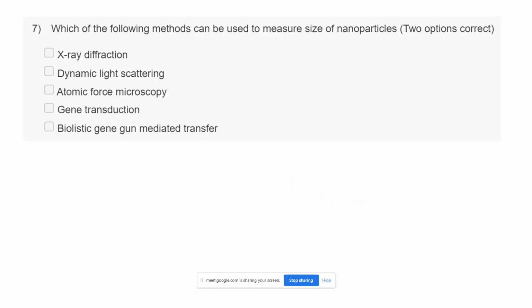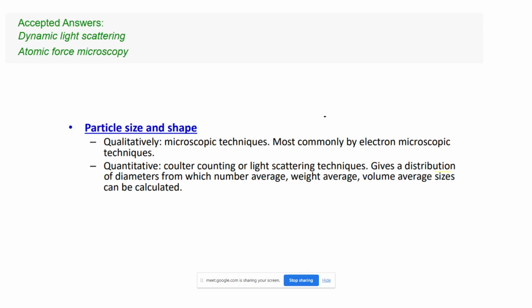Which of the following methods can be used to measure size of nanoparticles? So dynamic light scattering and atomic force microscopy can be used to measure size of the nanoparticles. So atomic force microscopy or other microscopic techniques can be used to qualitatively measure the particle size and shape, whereas Coulter counting or dynamic light scattering or other light scattering techniques can be used to quantitatively measure the particle size and shape.